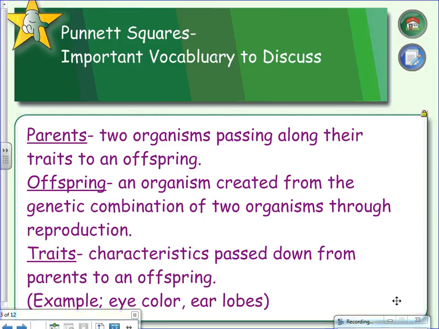Now, today we're going to be talking about this as it relates to humans, but you need to know that Punnett squares and genetics is not just humans. We can do plants, we can do animals, we can do all sorts of different things and see genetically, using a Punnett square, what that offspring is going to be. But for today, we're focusing on humans.